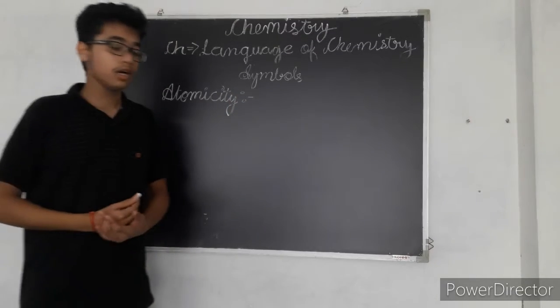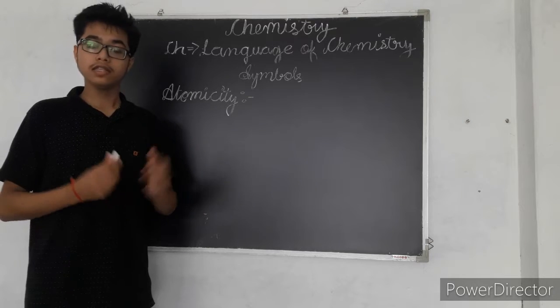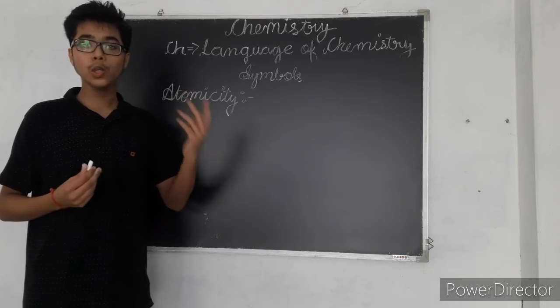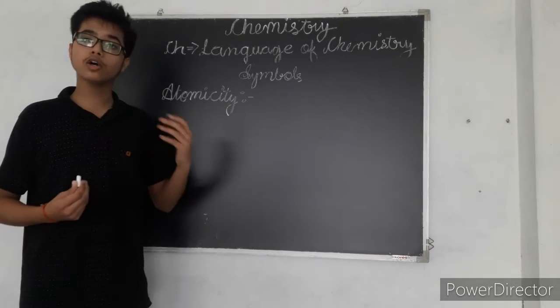Atomicity means how many atoms are present in a molecule. Like if there is a molecule which has only one atom, then it is a monoatom. Then it is a monoatomic molecule.